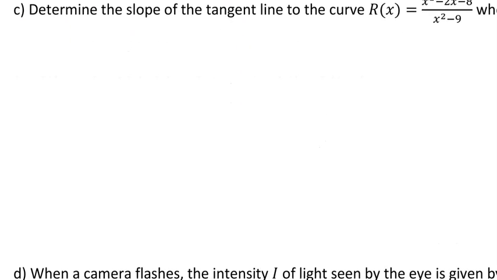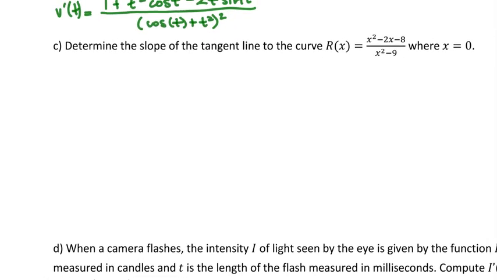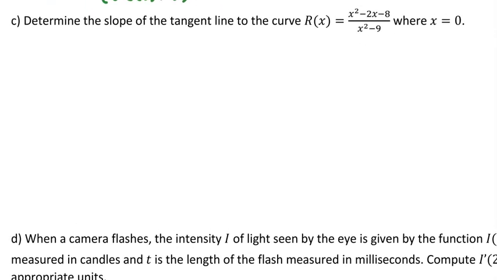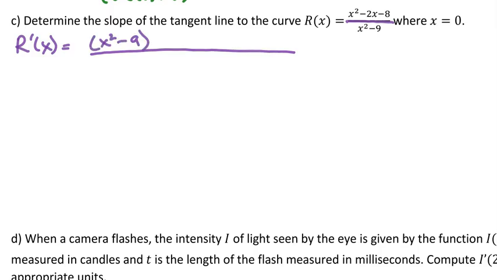All right, next is, let me zoom a little bit. We are supposed to find the slope of the tangent line to a rational function. So this one looks like it might be a little messy on the derivative finding. So r prime of x, this is definitely a quotient, so I can definitely use the quotient rule. I want the bottom, which is x squared minus 9, times the derivative of the top. The derivative of the top is 2x minus 2.